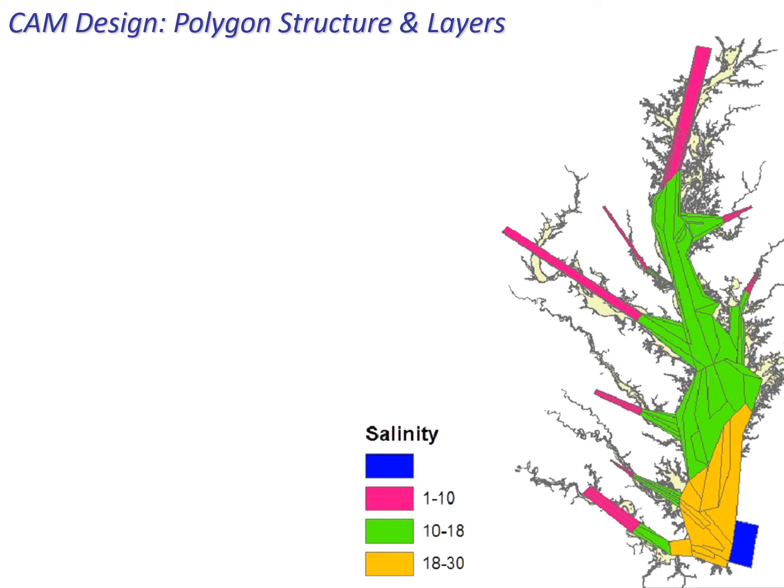CAM consists of 97 irregular polygons to represent the Chesapeake Bay. Those polygons are aggregated by depth, salinity, and in the main stem, bottom type to distinguish between hard bottom and mud.